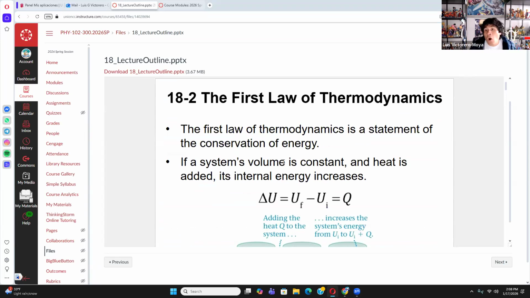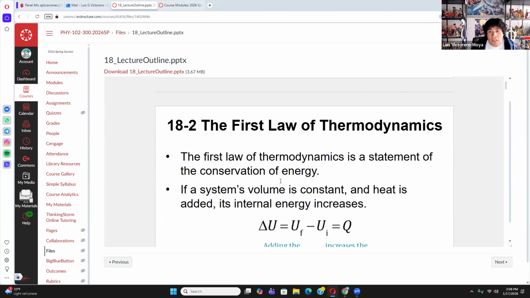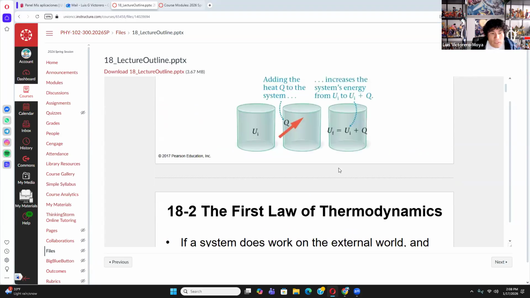If, for example, you have an isochoric process where the volume is constant and you add heat, the internal energy increases. That's because there is no work. So you can have a container where you add heat, then the internal energy of the gas will increase. The final state of internal energy minus the initial state is positive, and that's equal to the heat. Again, that's in a particular process where there is no work, so all the heat is converted to internal energy. But that's an ideal situation.